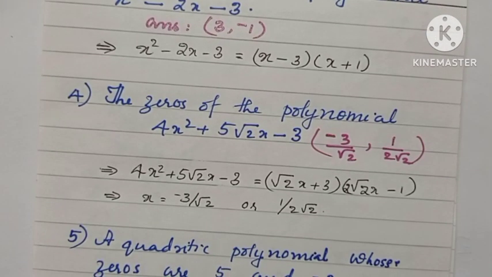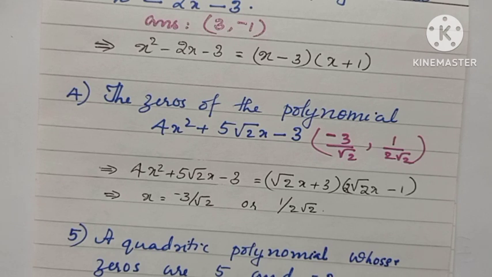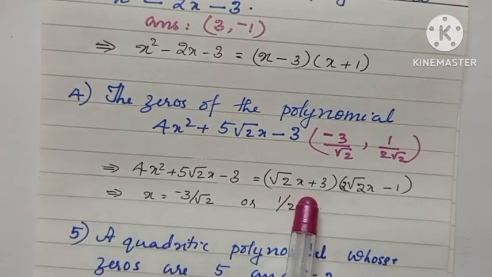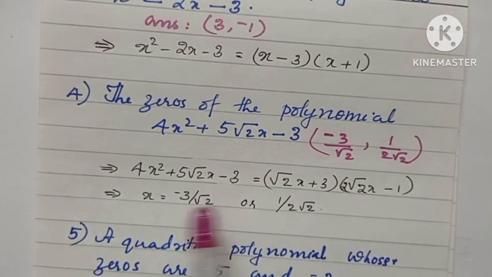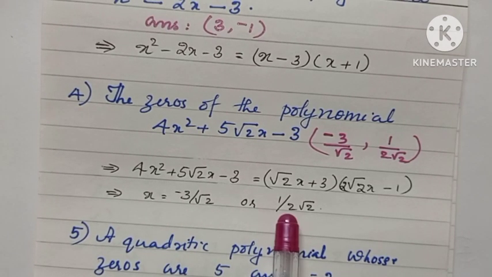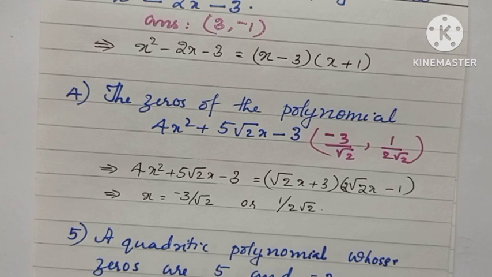Next, question number 4. The zeros of the polynomial 4x squared plus 5 root 2x minus 3. We have to find the zeros. Now we are factorizing this one. Then we will get the factorization like that. From this one we will get x as these two values. Therefore the zeros of the polynomial are minus 3 by root 2 and 1 by 2 root 2.